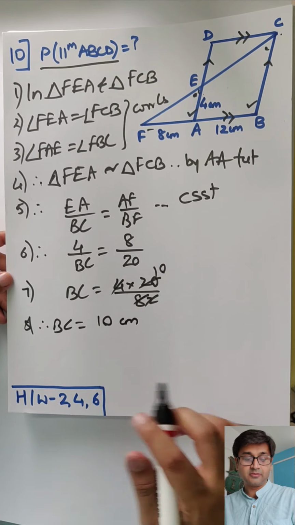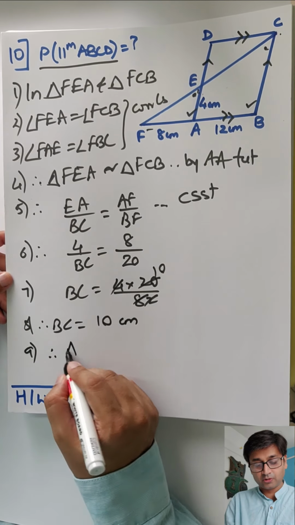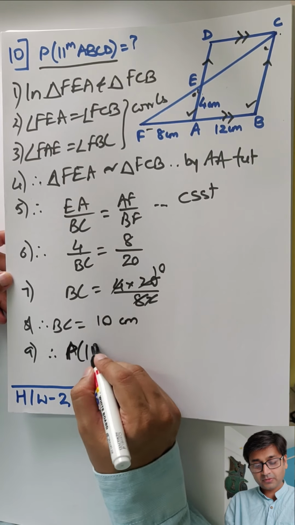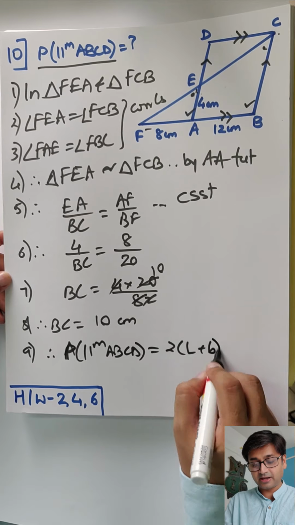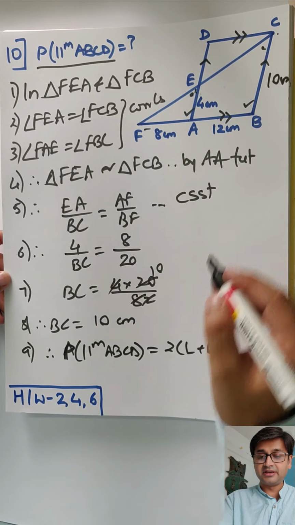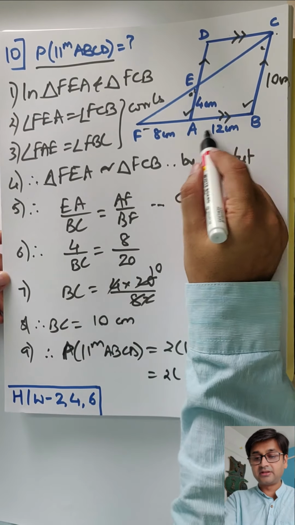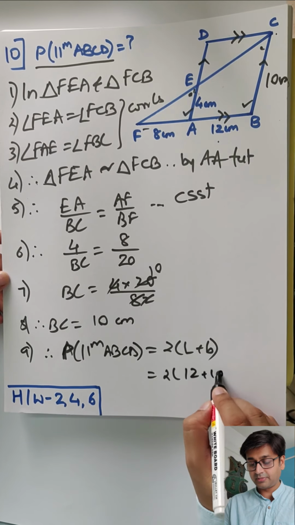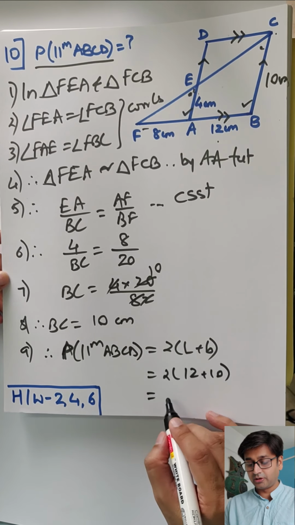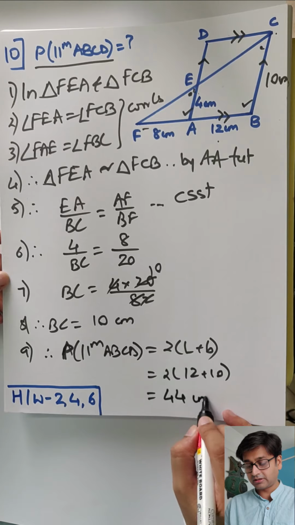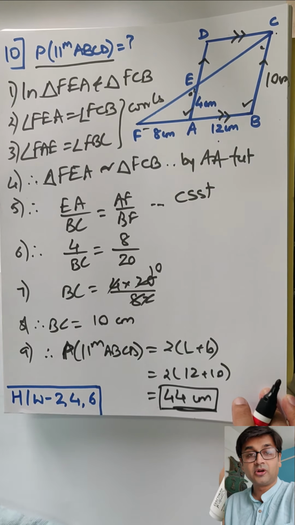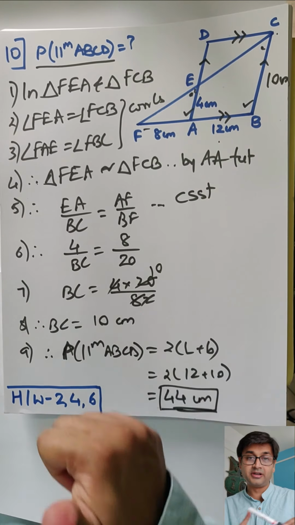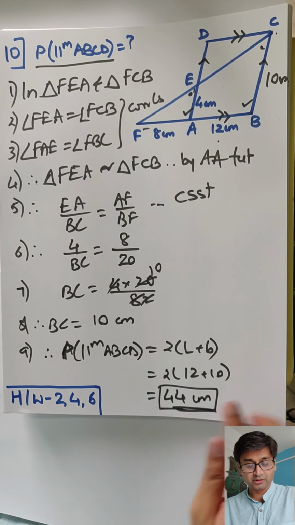This is not the final part. Final part yet to go. Therefore perimeter of parallelogram ABCD is twice length plus breadth. So you got BC 10. So length is 12 and breadth is 10. So 22 into 2, 44 centimeters. That's your final answer. How many of you got this on your own? Brilliant. Very impressive if you got it on your own.